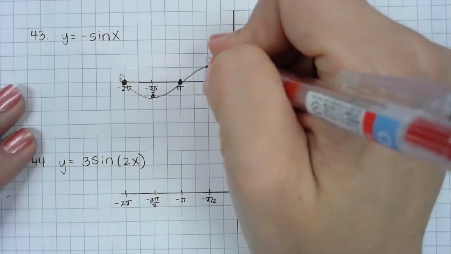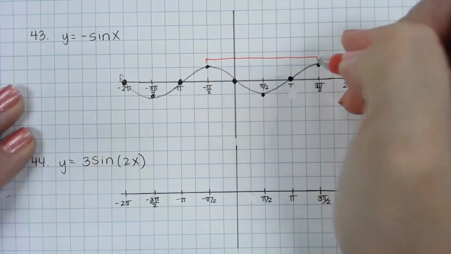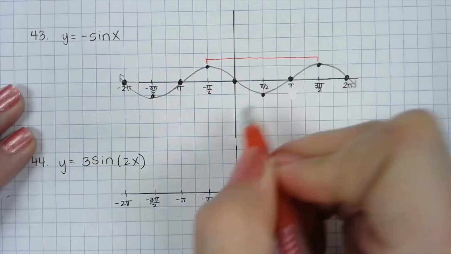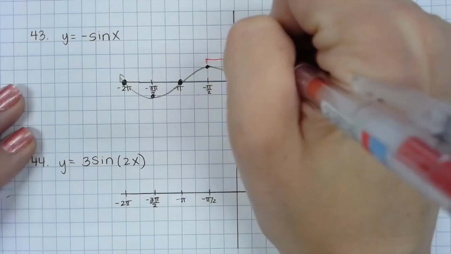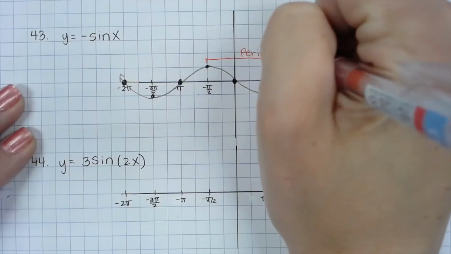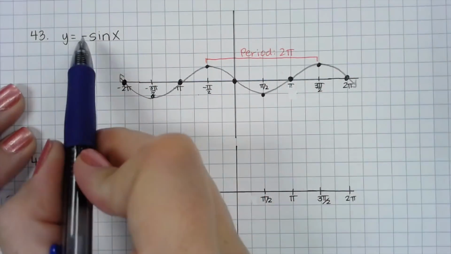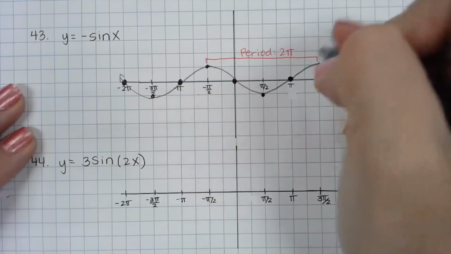The period of a graph is however long it takes it to repeat itself, so to get back to the place that it started. And so for this one, there was no horizontal compression, so my period for this graph is going to be 2 pi. And then there was no number out front with the negative.